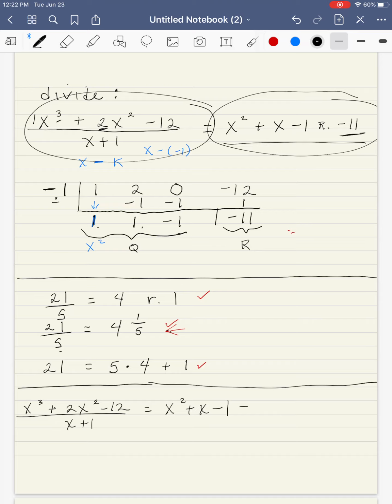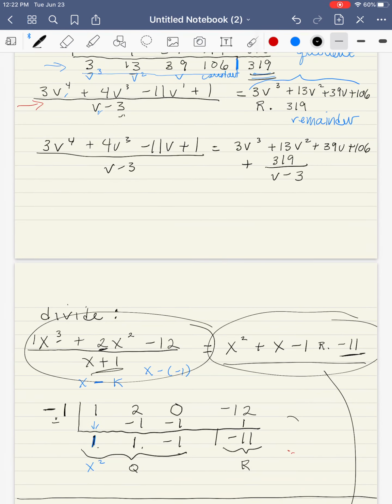All right, so we see we have x squared plus x minus 1 plus or minus this 11 over my denominator, x plus 1. So that's just another way of writing the exact same information. Let's look at using this format, writing our answer in this format.